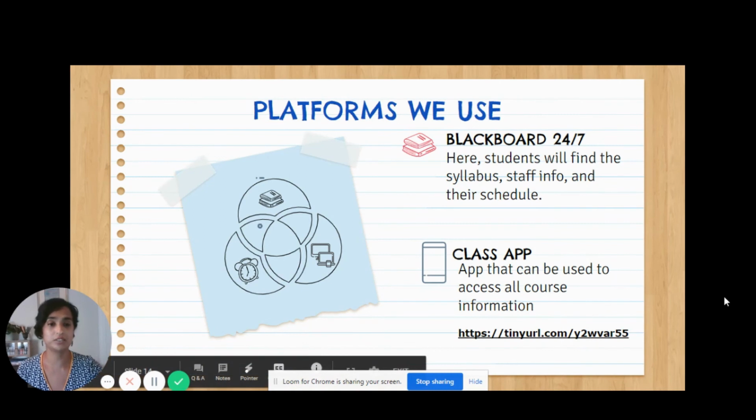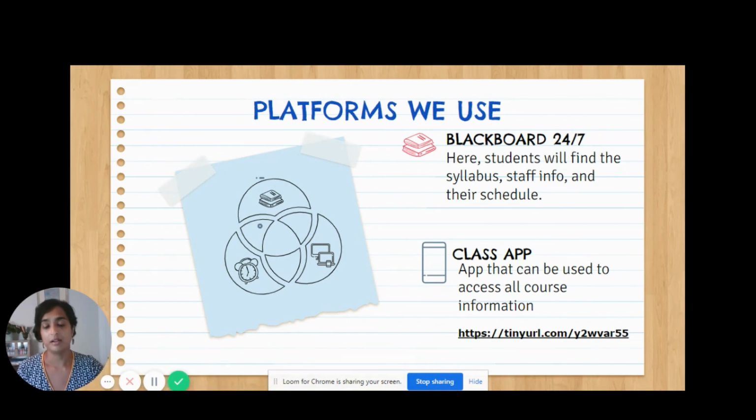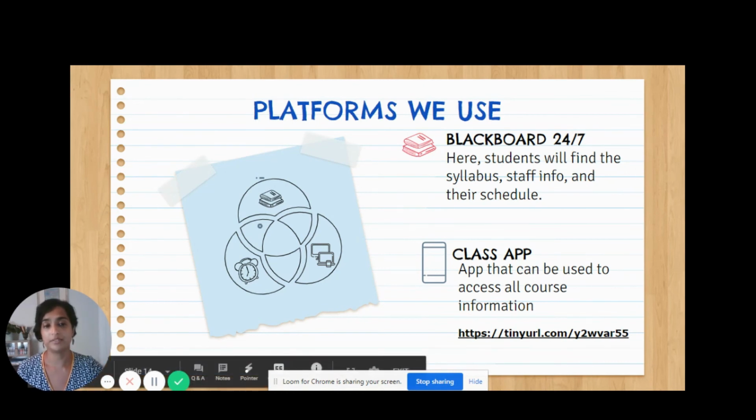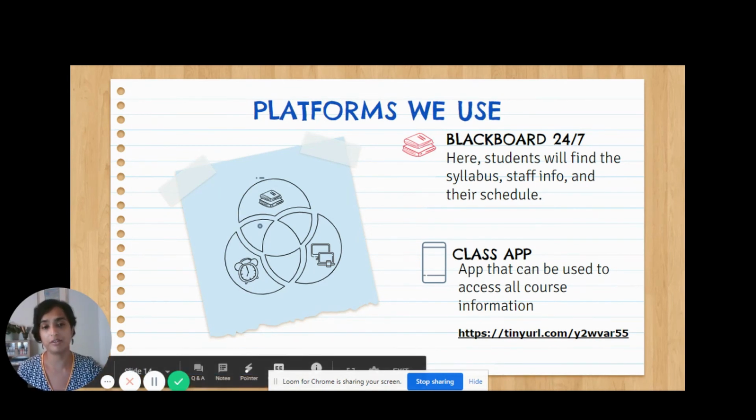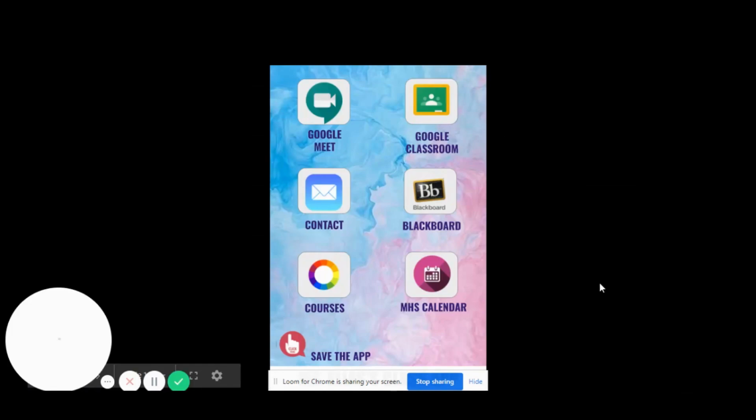Class app is a feature that is going to be shared with all students to help them stay organized. That's something that I know will be a challenge for many students this year because they have so many online activities to plan out. So this app was created just so students can have everything in one area for their visual art studio art course. So I'm going to show you what that looks like.